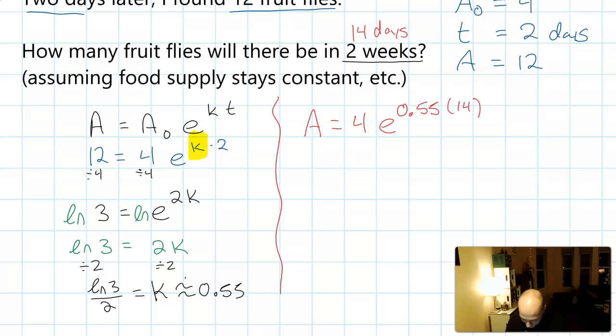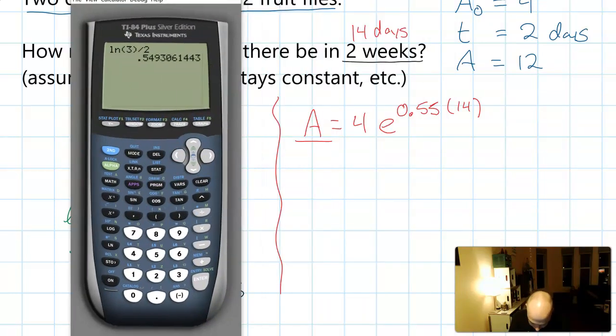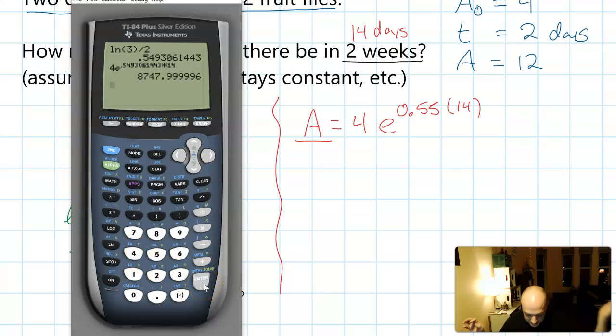Well, that's everything on one side. All that's left is to find A. So let's go to the calculator. So we're going to do 4, e to the x, which is right above natural log. And instead of typing in 0.55, I'm going to go get that value I had before. Use all the decimal places. That should be plenty of precision. Times 14. Hit enter.